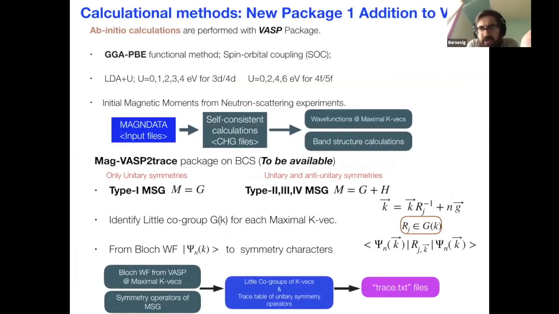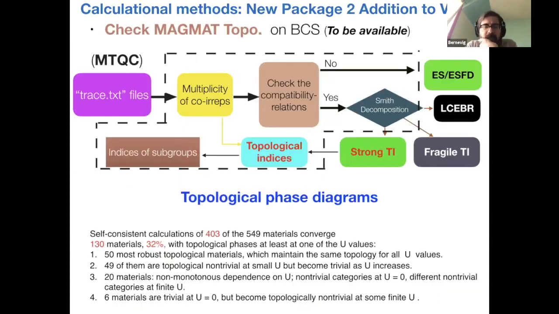So we did several calculations with different values of Hubbard U, and we obtained wave functions at the high symmetry k-vectors. And then after you do this, you need to do two things. Again, you need a program that gives you the traces for all the magnetic symmetry groups, which we have. It's called magnetic VASP2Trace. And then you need a program that gives you the topological indices. I don't have time to go through this, but all of these have been done. And the topological phase diagrams for the different values of U were obtained.